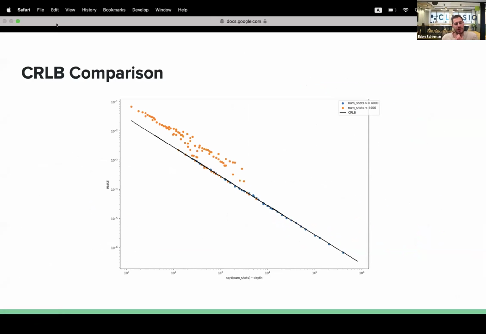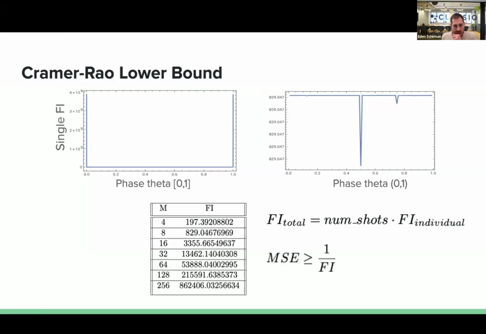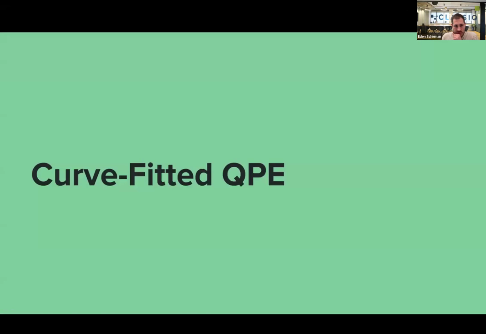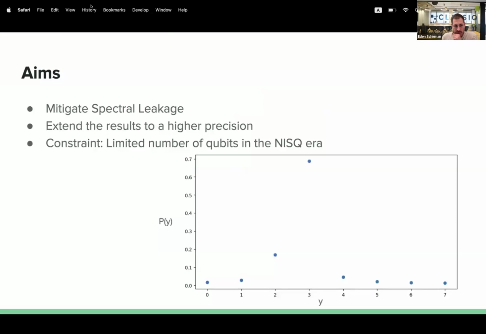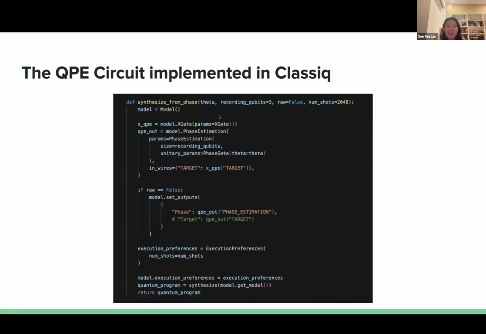For the implementation of the quantum phase estimation, did you use the built-in QPE of Classiq, or did you derive your own QPE? We did use the Classiq one, but I used a phase gate so that we can check the error, of course. Okay, I see. Thank you.